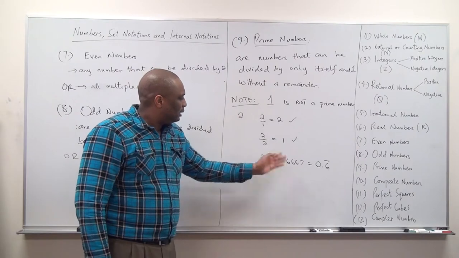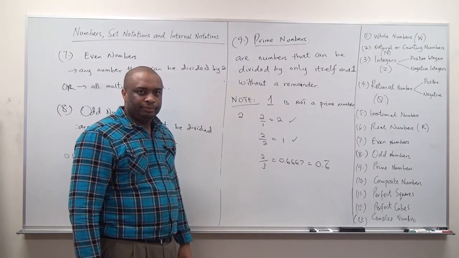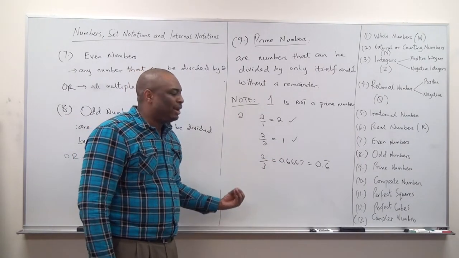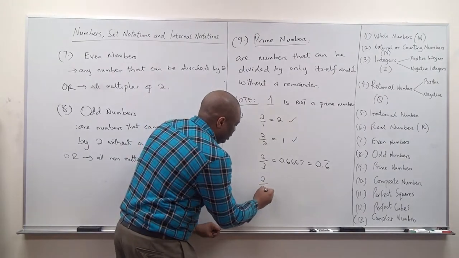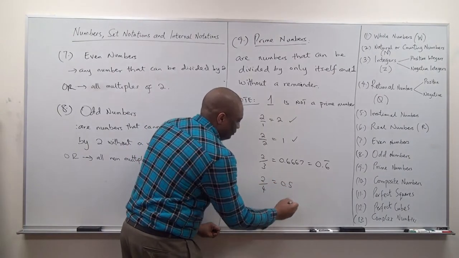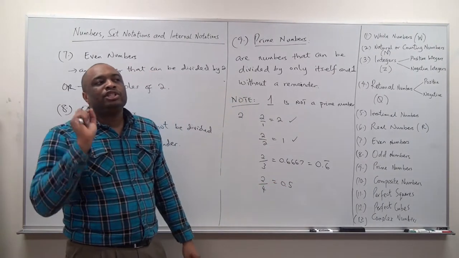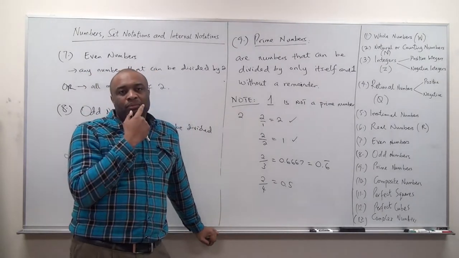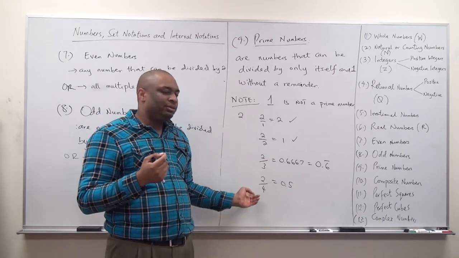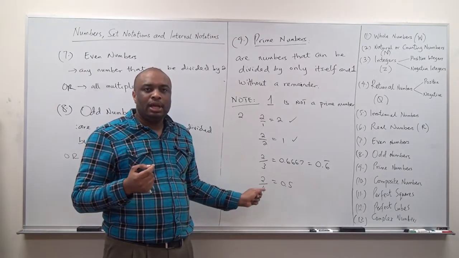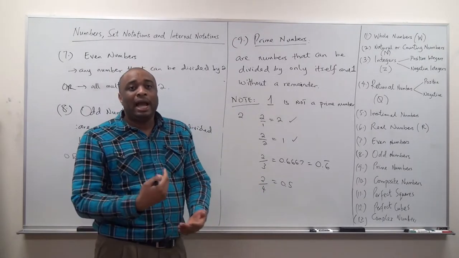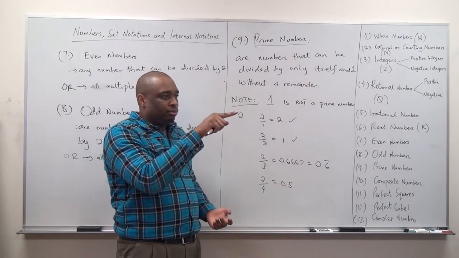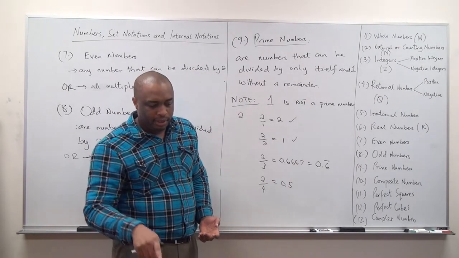So this is a repeating decimal. If you divide 2 by any other number, if you divide 2 by 4, it gives you 0.5. Now, 2 divided by 4. Some students make the mistake and write 4 divided by 2. Or some students can simply use a calculator to do this. All you need to do is bring your calculator and just do 2 divided by 4 equal to.